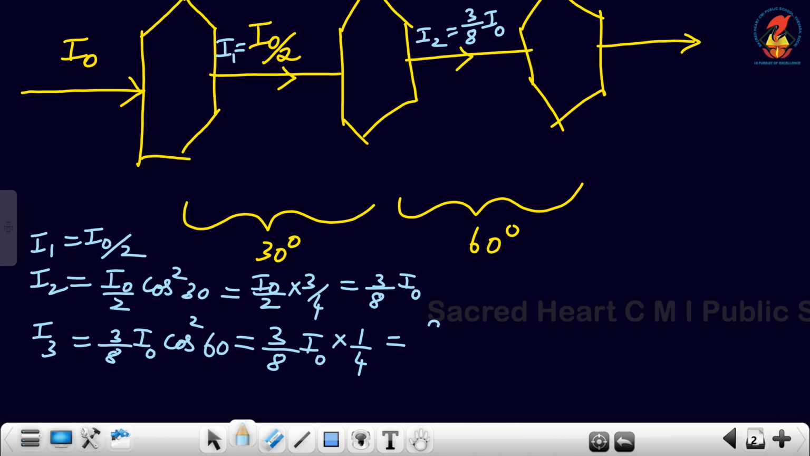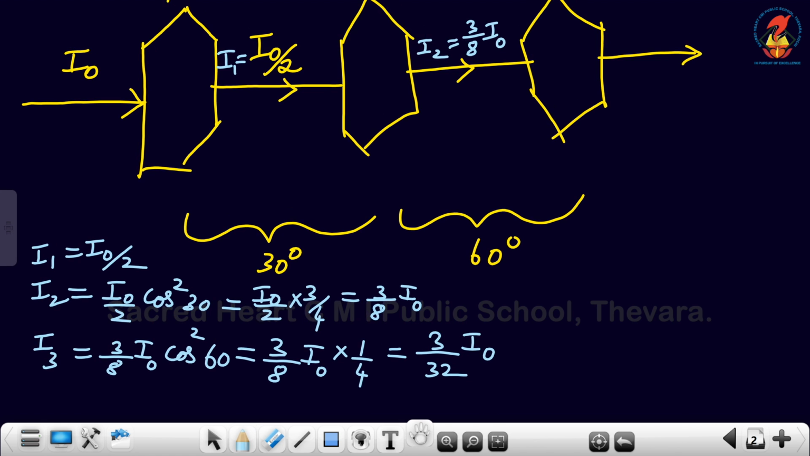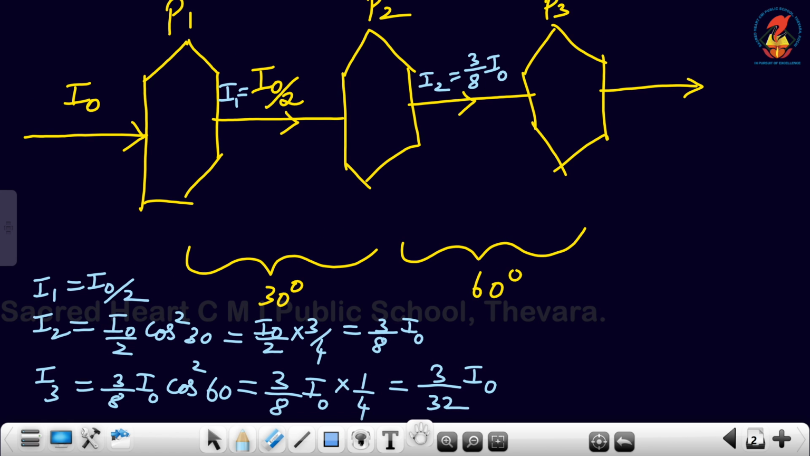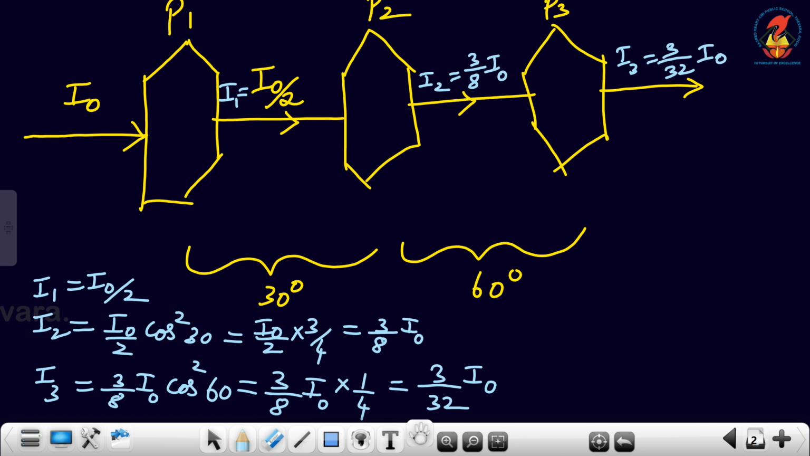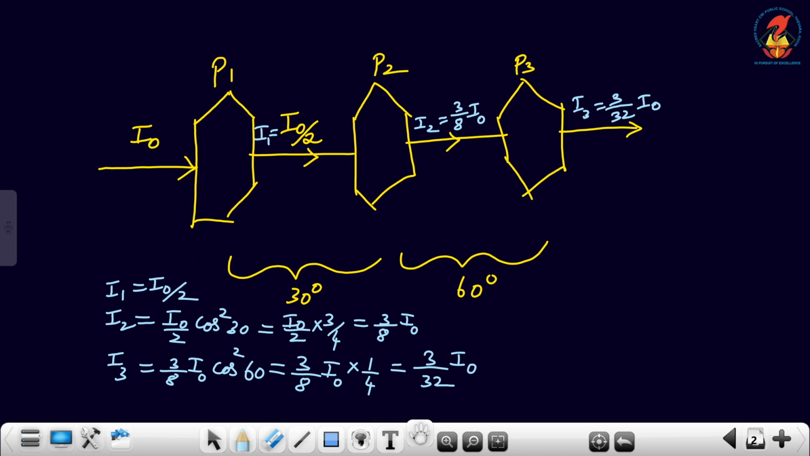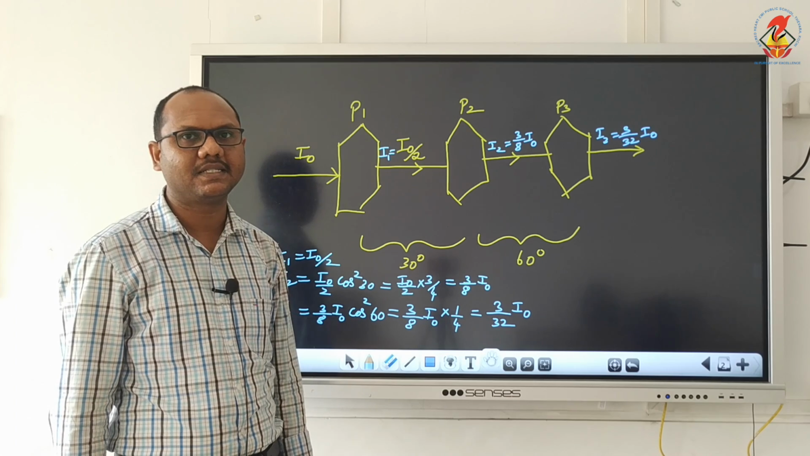So, 8 4s are 32. So, 3 by 32 I0. Therefore, the intensity here we are getting is I3 equal to 3 by 32 I0. This is how we have to apply the Malus law to find the intensity.